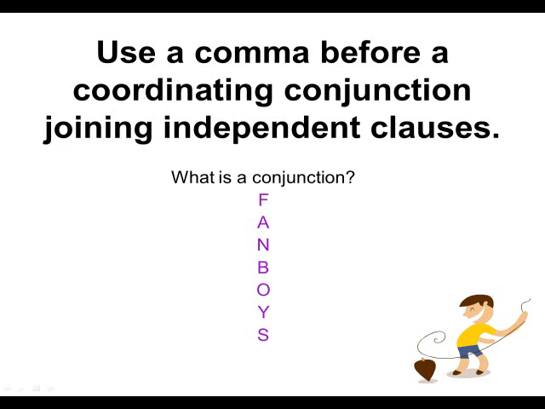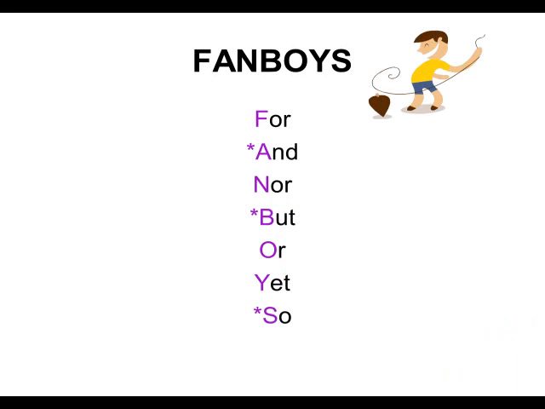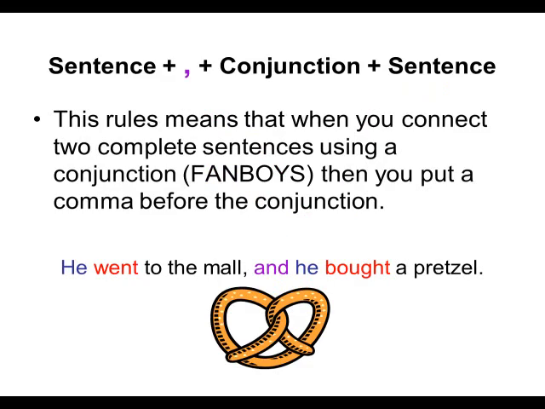A quick way to remember them all is by the acronym FANBOYS. For, and, nor, but, or, yet, and so. Probably the most popular fanboys are and, but, and so. This rule means that when you connect two complete sentences using a conjunction, one of the fanboys, then you need a comma before the conjunction.